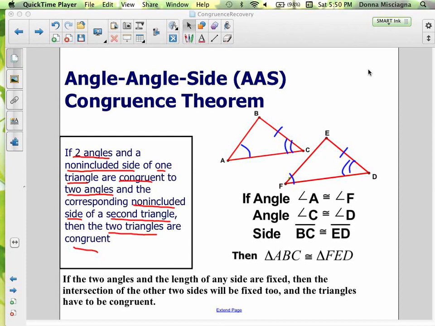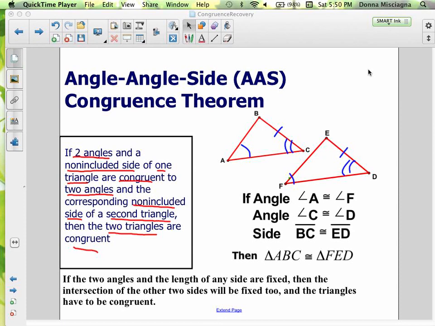So here we have angle A congruent to angle F, angle C congruent to angle D, and then side BC congruent to side ED. Right, so if we know those things, then triangle ABC is congruent to triangle FED using angle side. So notice that the congruent sides are not between the two congruent angles.